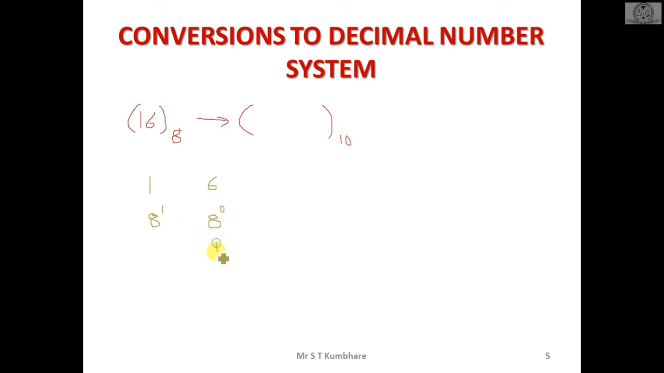So 8 raised to power 0 is 1. 8 raised to power 1 is 8. Okay. Now you have to multiply this. So after multiplication, what you will get? 6 into 1 is 6 and 1 into 8 is 8. And then you have to add. So after addition, you will get 8 plus 6 is 14. So it means 16 in octal is equivalent to 14 in decimal.